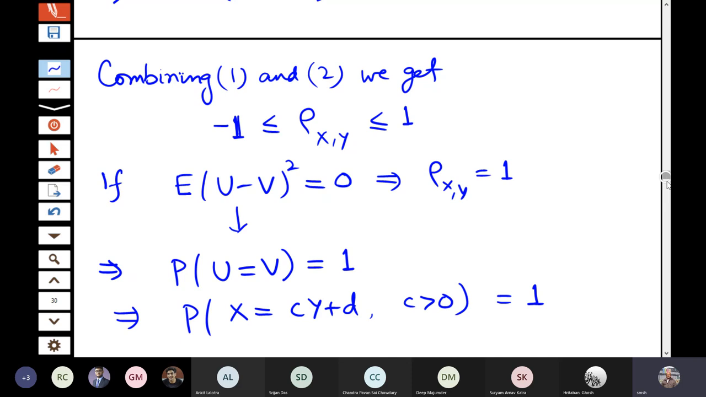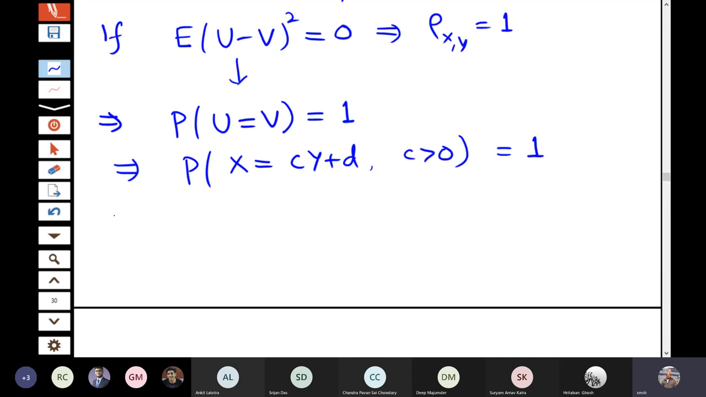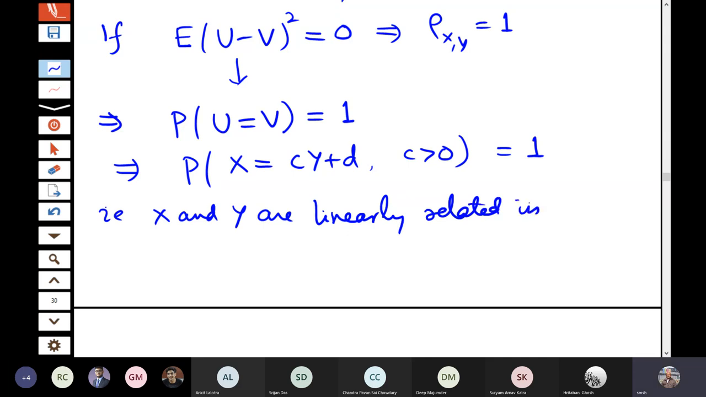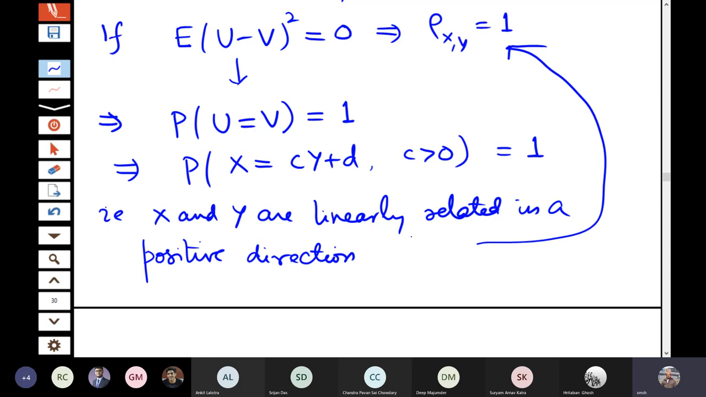So we call it, then that means x and y are linearly related. That is, x and y are perfectly, or you can just say, linearly related in a positive direction. Okay, so rho xy is equal to 1. It corresponds to a perfect positive linear relationship.